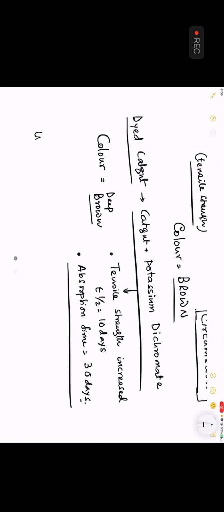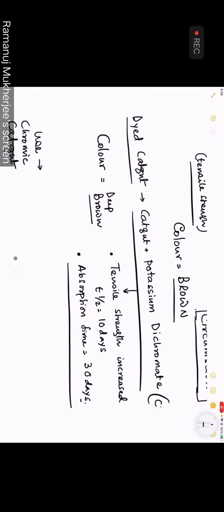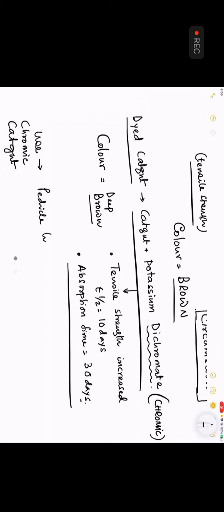Lastly, use of a catgut suture, remember, or something called chromic catgut. Why is it called chromic? Because what is the material that we use? Dichromate salt of potassium. So use of a chromic catgut is in pedicle ligation, in hernia, or peritoneal closure. Any form of peritoneal closure that you want to do, this suture is very good.